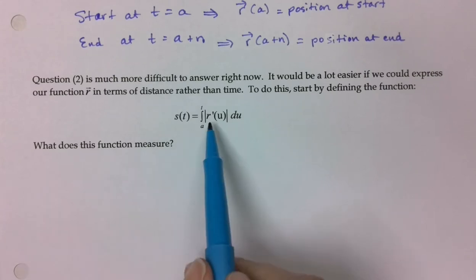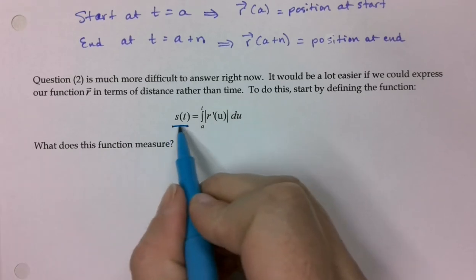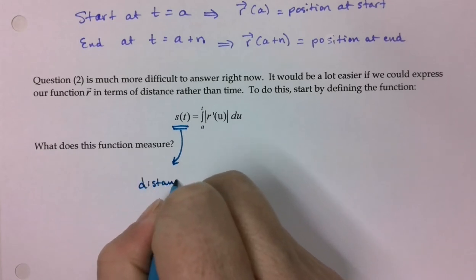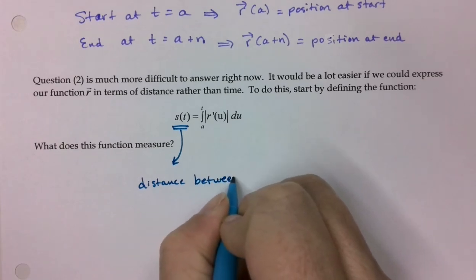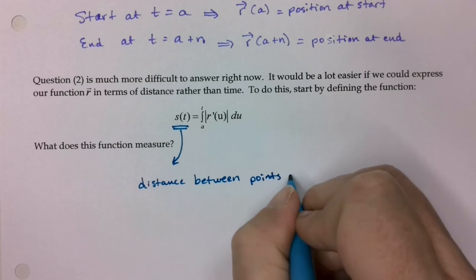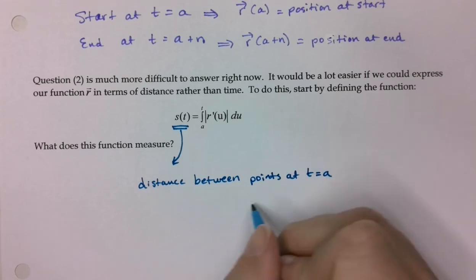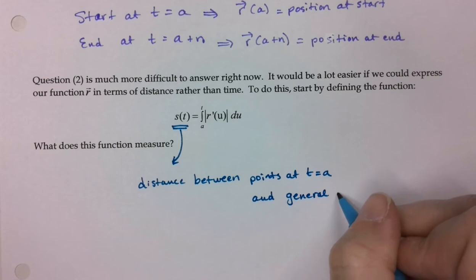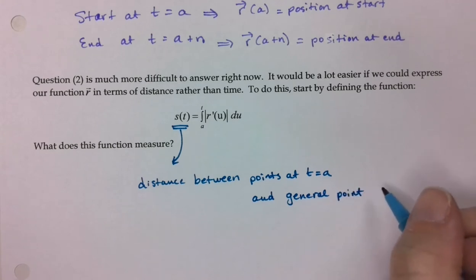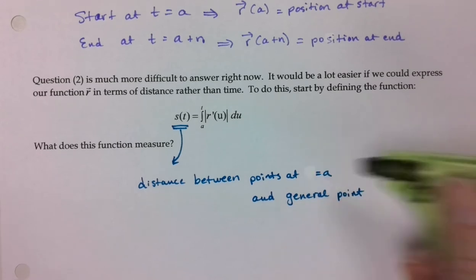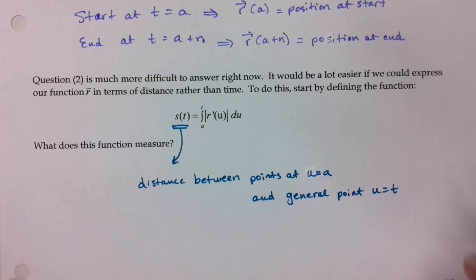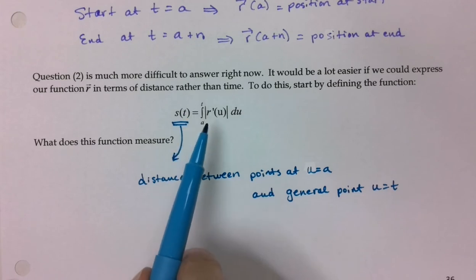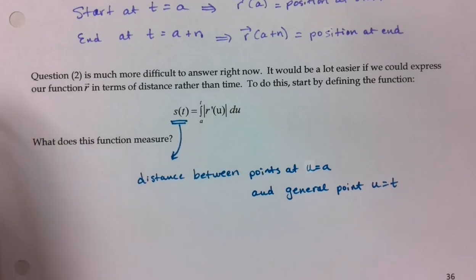But what I really want is to define it in terms of some other variable. So remembering that the position function is r of t, I want s of t to be my new function, which would be the distance between points at t equals a and a general point. I could say u equals a, that'd be easier, at u equals a and u equals t, right? So instead of going from a to b, I'm going from a to t, and I'm saying I've got some new parameter u. So r of u is my position now.